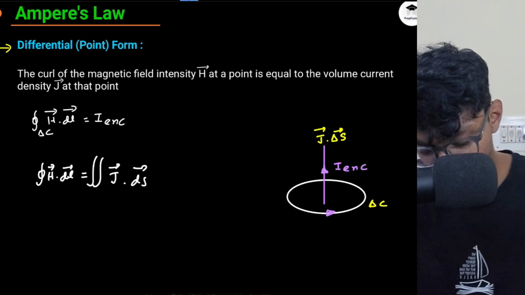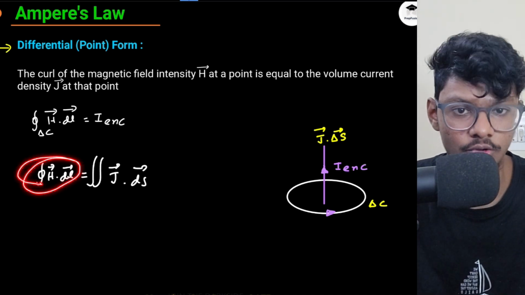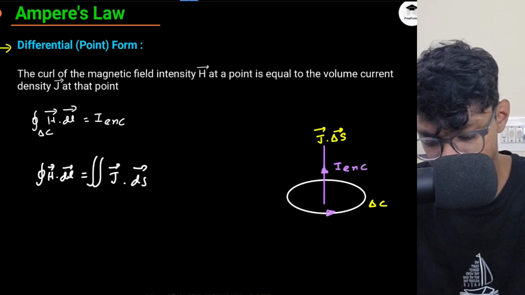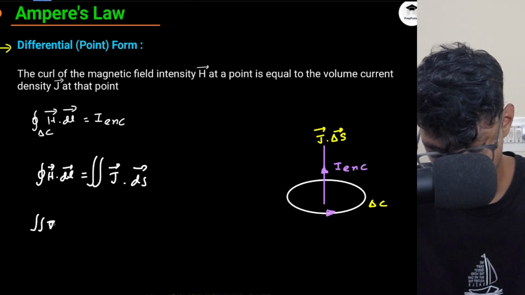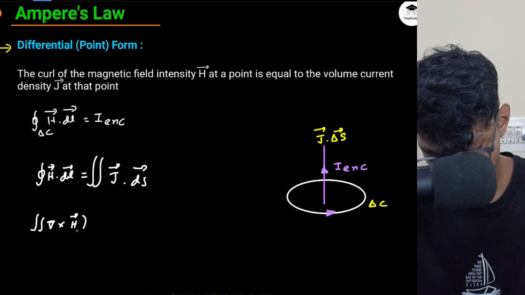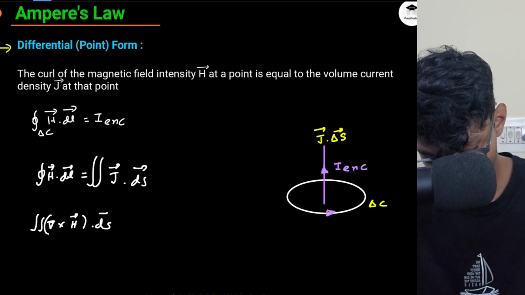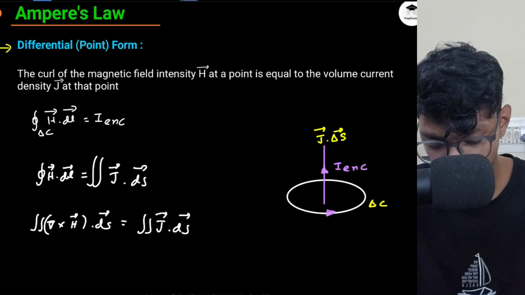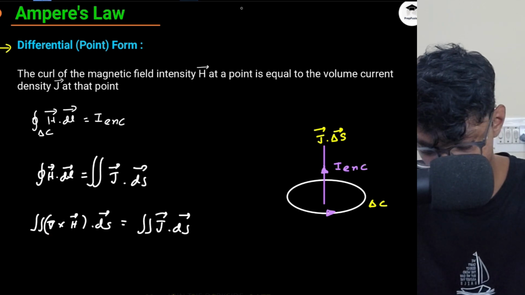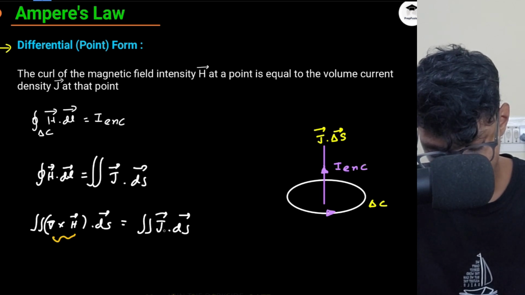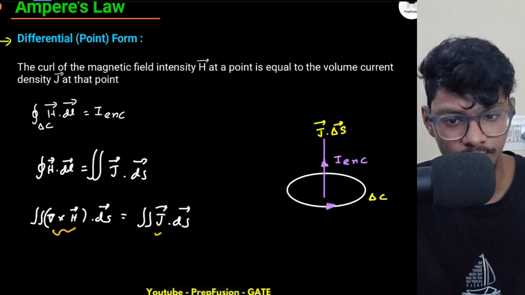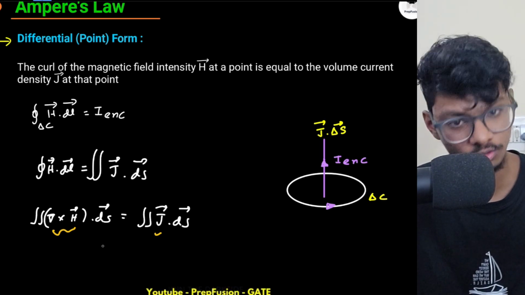So now what I can do is simply apply the Stokes theorem. What is the Stokes theorem? If you remember, if I have a closed line integral, I can convert it into an open surface integral. So this will get converted into del cross H dot ds, which equals J dot ds. So from this, I can safely say that del cross H is simply equal to J. So from here I find out the differential point format. This relationship you should know, this is a good relationship.